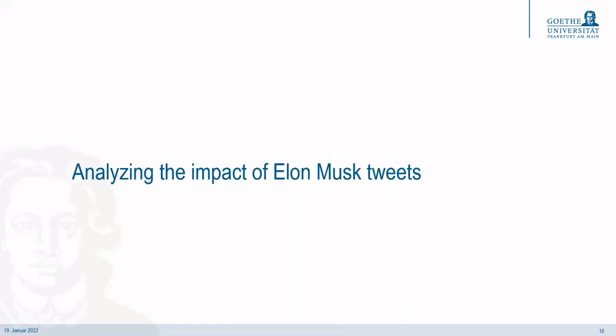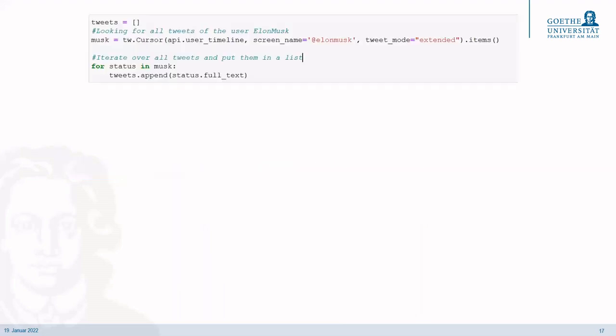So the next example is, of course, when we're talking about Twitter, we need to mention Elon Musk. So we are analyzing the impact of Elon Musk's tweets on maybe the Tesla stock or whatever you want to do. So again, we make an empty list called tweets. We initialize our cursor object. We take the user timeline of the user Elon Musk. So we get all tweets from his timeline.